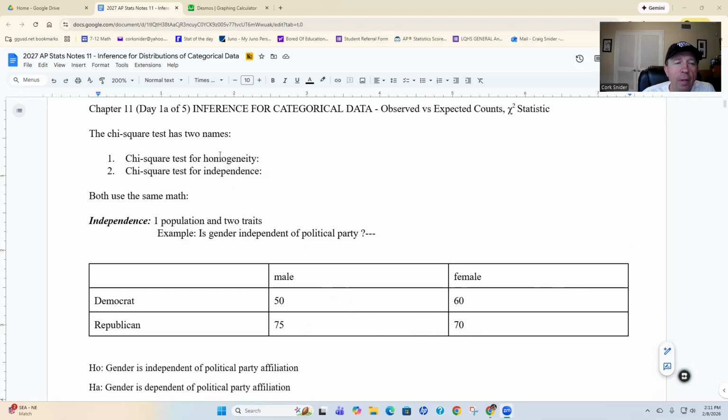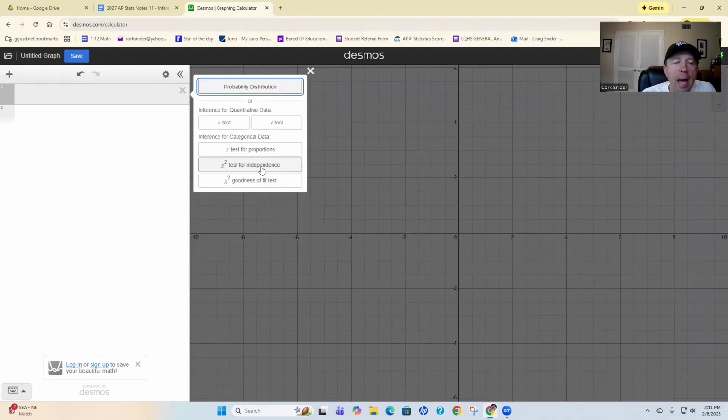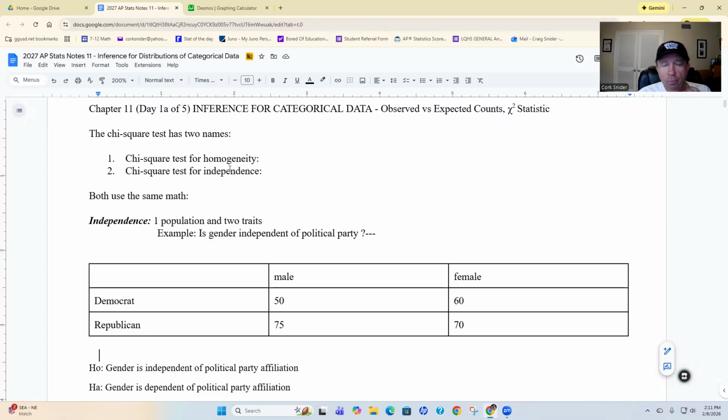So the chi-square for tables, on Desmos, if you type in the word inference here, they dropped goodness of fit for the 2027 test, but for 26 it's there. So they just have a chi-square test for independence, but technically there are two different kinds. It's the same math, but they have two different names: independence and homogeneity, which are spelled right here.